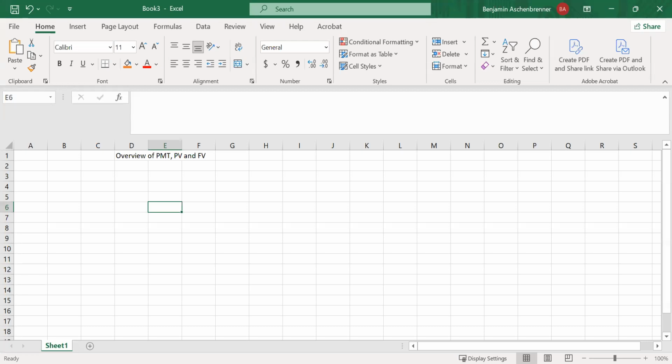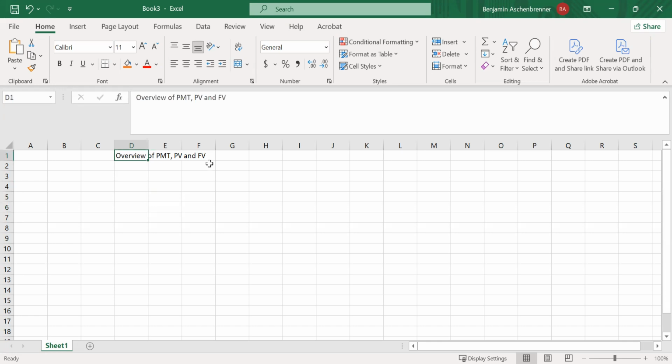Okay, let's talk financial equations overview. This is inspired by the final project here, in which you're going to need all three of these things.